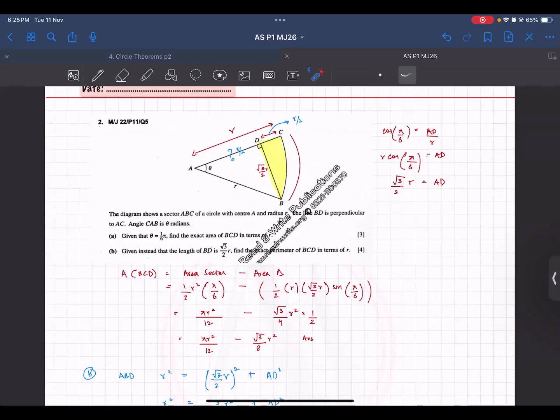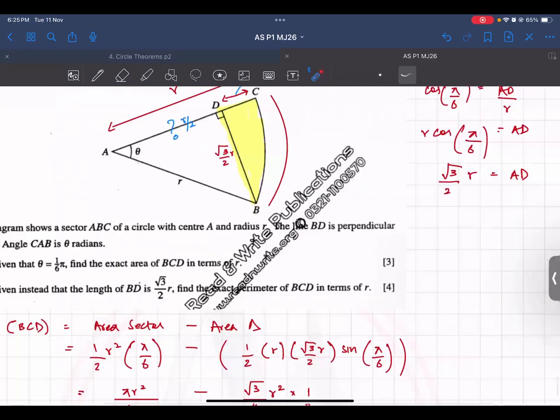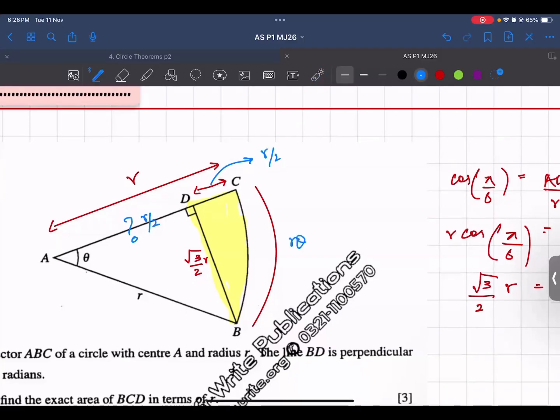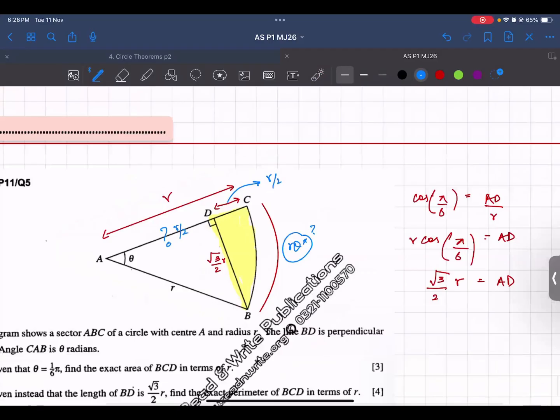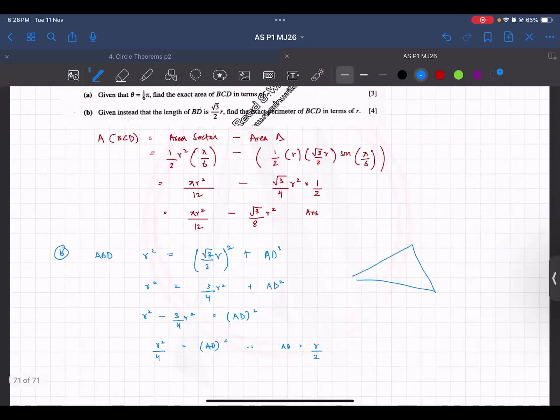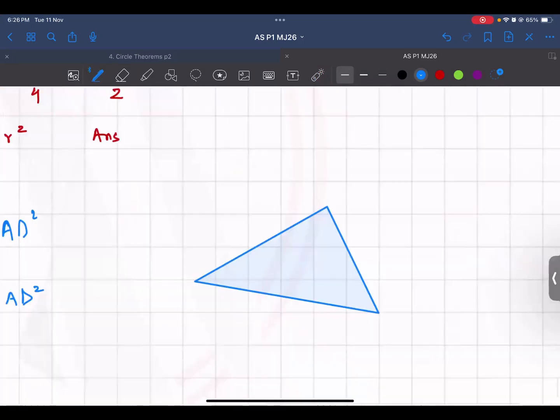And now you want to find the arc CB. For that, you need to find the theta value. The formula for the arc length is R theta. You don't know theta, but you don't know R as well. So we can use the right angle triangle again, and we can find the theta value. This is R, this is root 3 by 2 R, and this is R by 2, and this is your theta.